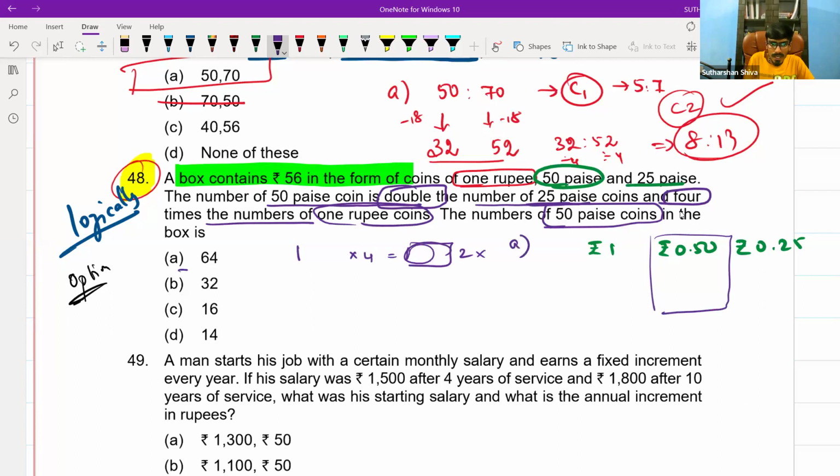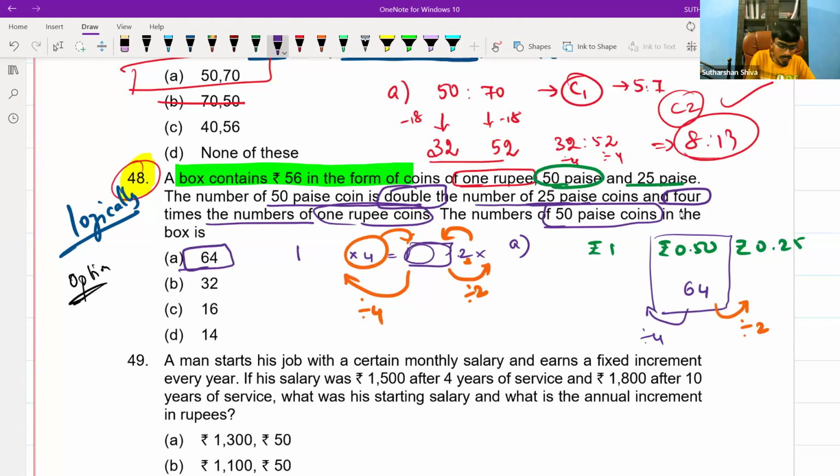I will take option A. Option A, I am assuming 64 coins for this. If I multiply by 2, I get the 50 paise count from the 25 paise count; in the same way, if I divide by 2, I get that number. Likewise, if I divide by 4, I get the 1 rupee coin count. So in 2 steps, 64 by 4 is 16, and 64 by 2 is obviously 32.